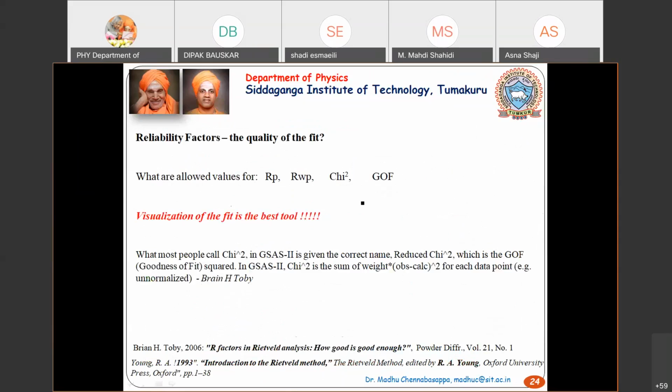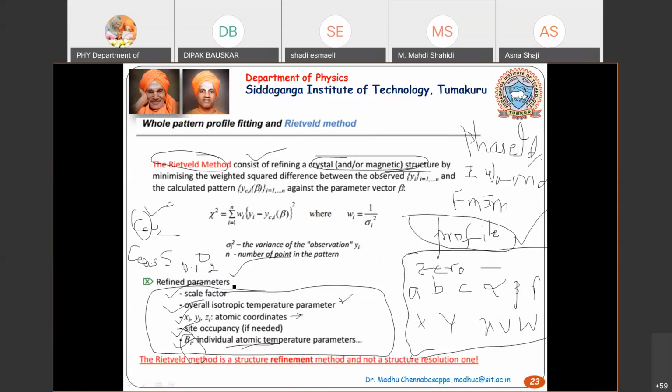So all these things are linked. You cannot go directly to your Rietveld refinement. You should start from phase analysis, then do the profile fitting, and then you can do a very good, or meaningful, Rietveld refinement.